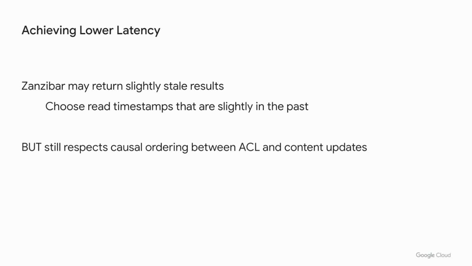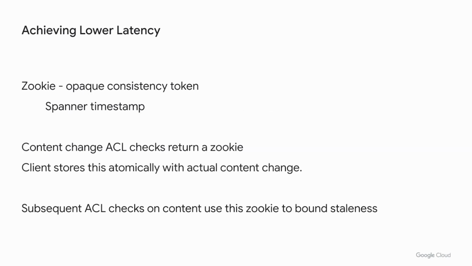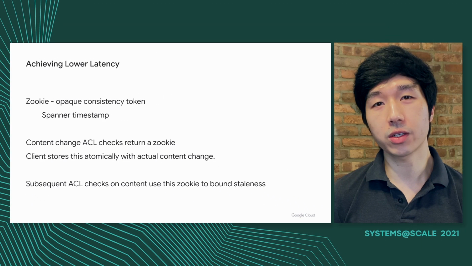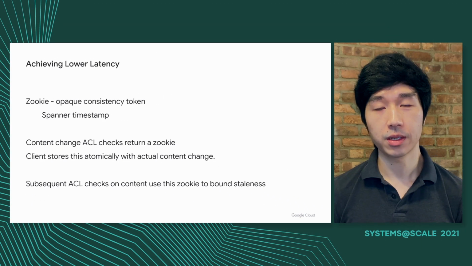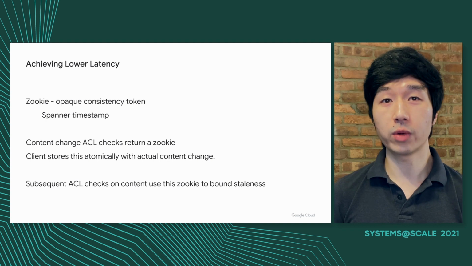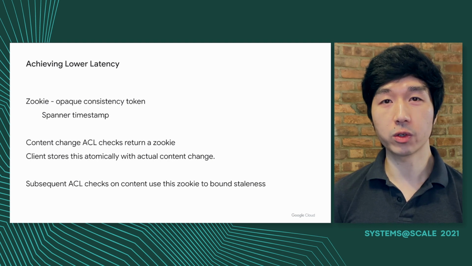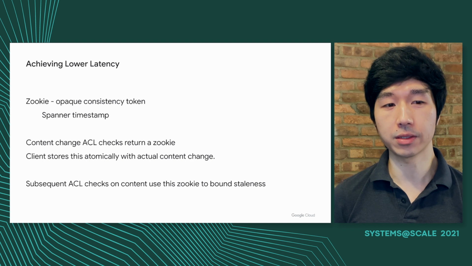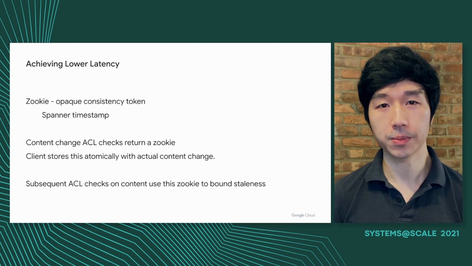How do they do this? What they have introduced is the notion of a Zookie, which is an opaque consistency token that clients can use to help preserve this desired ordering. This Zookie essentially contains just a Spanner timestamp. And when a Zookie is supplied, it tells Zanzibar to say, when you read from Spanner, make sure your read is no staler than what is specified in the Zookie.